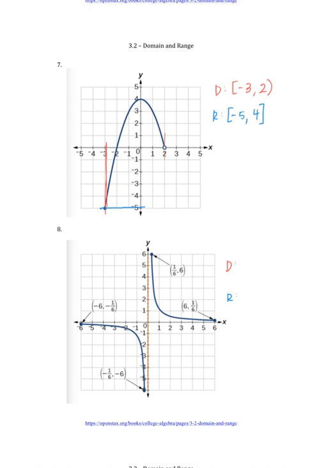All right, let's look at number 8. So the domain. This one is a little bit tricky. What you have to look at here is there are 2 separate pieces that are not connected in this graph. Notice this red dotted line in the middle. That's an asymptote. The graph never crosses that line.